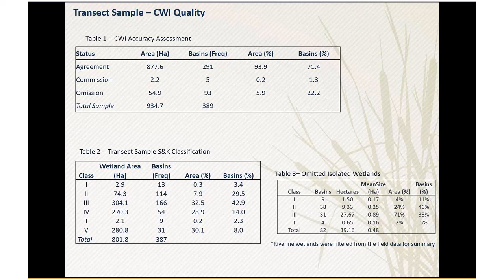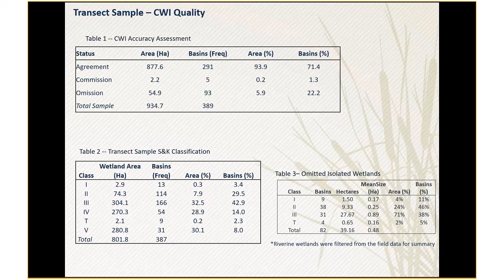So that's pretty good. Commission is very, very low, so there's only a handful of wetlands along our transects that were collected that aren't visible on the ground. But there is still high omission. We're essentially omitting just under 6% of the wetland area that we observed on the ground, and 22% of the basins. So again, I think the minimum map unit might be influencing this.